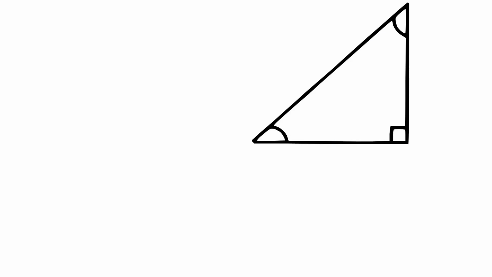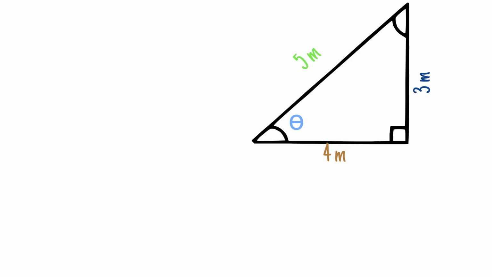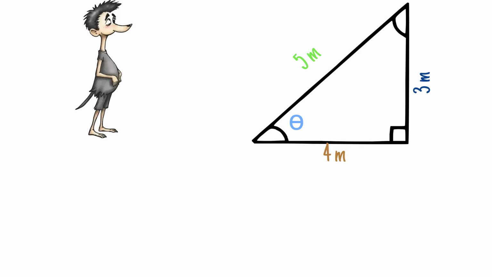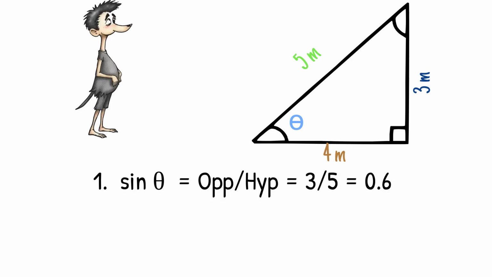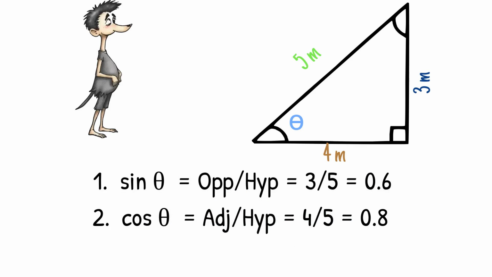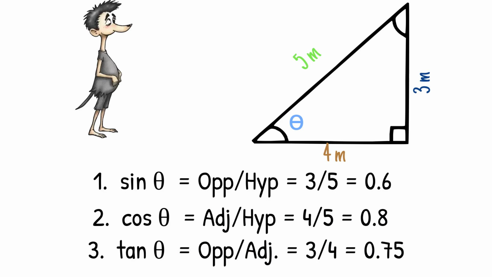Let's take a right-angled triangle with sides 3, 4, and 5. Opposite 3, adjacent 4, and hypotenuse 5. Can you find the sine, cosine, and tangent of angle theta? Sine theta equals opposite over hypotenuse, that's 3 over 5, which equals 0.6. Cosine theta equals adjacent over hypotenuse, 4 over 5, that's 0.8. Tangent theta equals opposite over adjacent, 3 over 4, which equals 0.75.